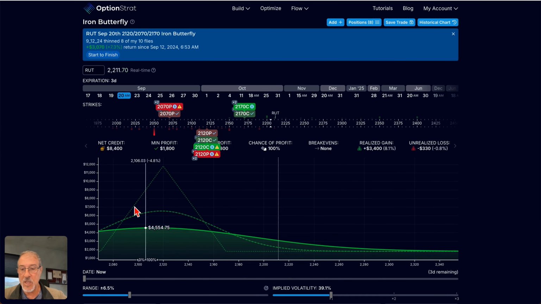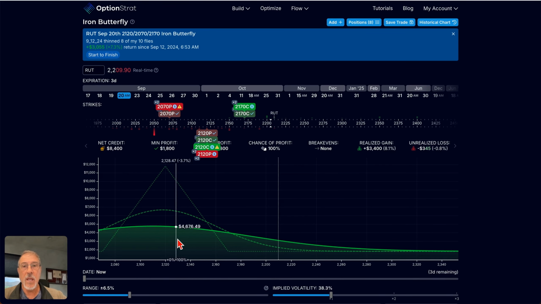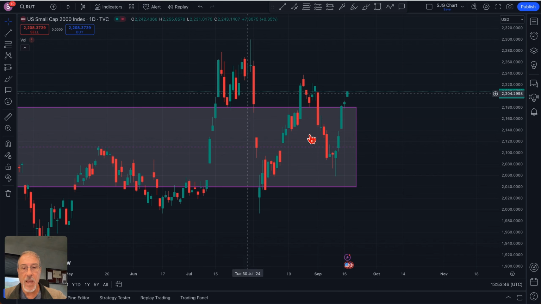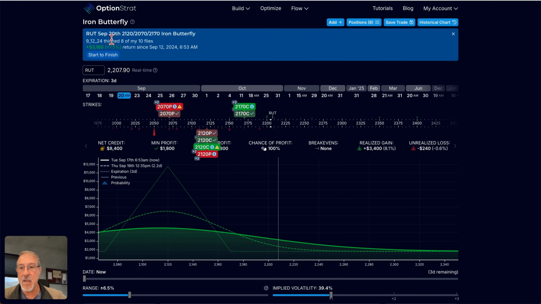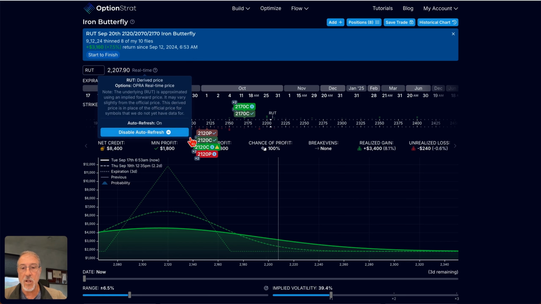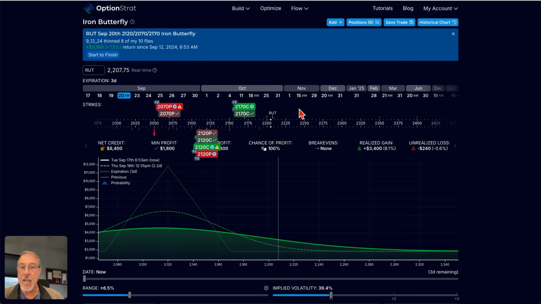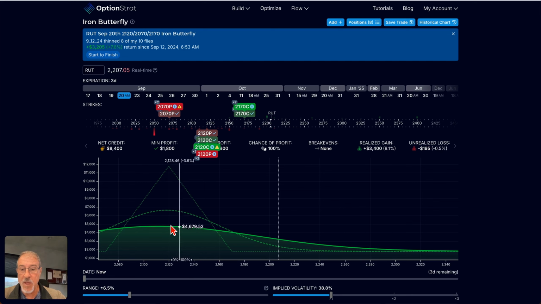So this is that same butterfly that I put on, but when the RUT had pulled back into this general area here, the 2100, 2120 area, that's when I came in and I thinned out a bunch of these butterflies. I closed out a whole bunch of them. I had 10 of them open. I closed 8 of them. When I closed 8 of them, when we were in a nice position under this tent, I took a lot of the risk out of this trade.